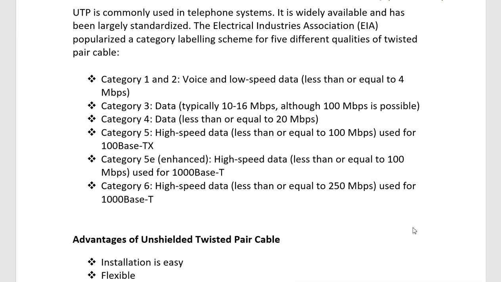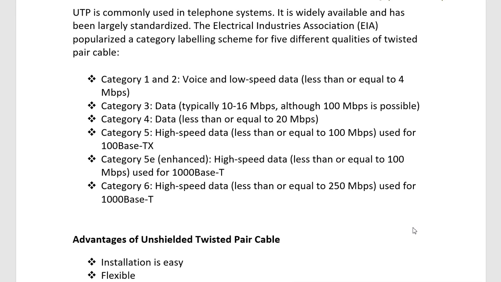Then the category 3 cable came. Category 3 can send digital data, typically 10 to 16 Mbps. Although 100 Mbps is also possible, it is not defined, but we can logically send 100 Mbps. Then the category 4 cable is also for data, less than or equal to 20 Mbps. It is defined.